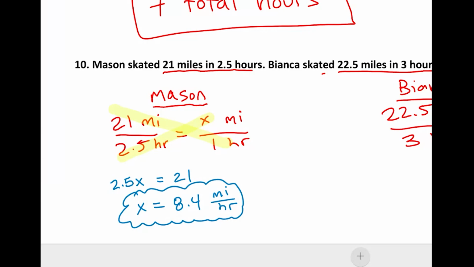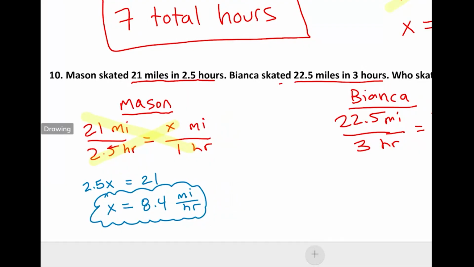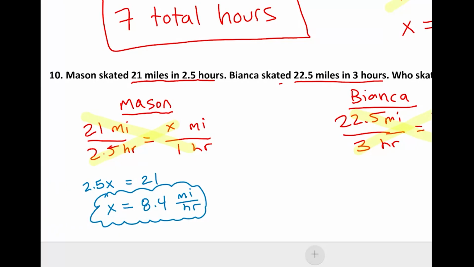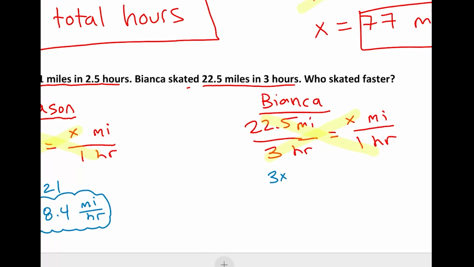For Bianca, I'm going to do the exact same thing here. 3 times x equals 22.5 times 1. So we have 3x equals 22.5. So if I do 22.5 divided by 3, I'm going to get 7.5 miles per hour.